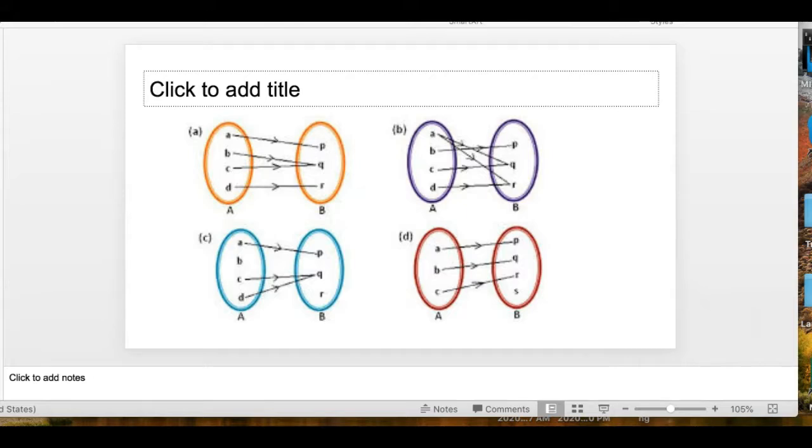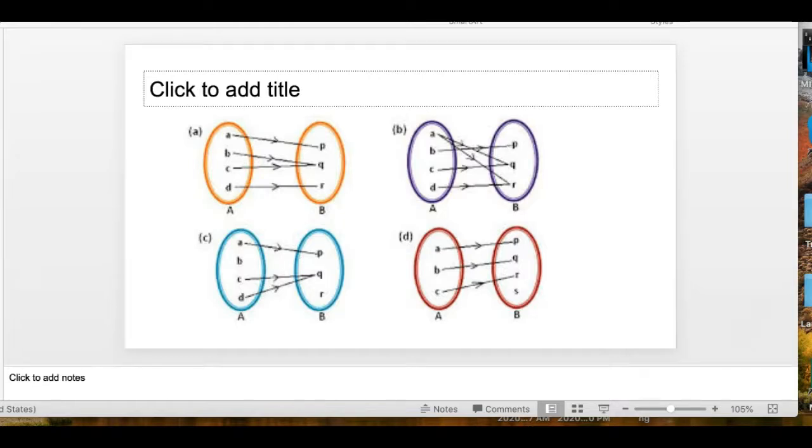Alright, A. Is A a function? Yes, it is. If you wrote out your ordered pairs, you would see that B goes with Q, C goes with Q. There are no repeating x's. Looking at the second one, I'm sorry, B. Is B a function? B is not a function. If you wrote out your ordered pairs, you will see that A is paired with Q and A is paired with R. That disqualifies it from being a function. C is a function and D is a function.